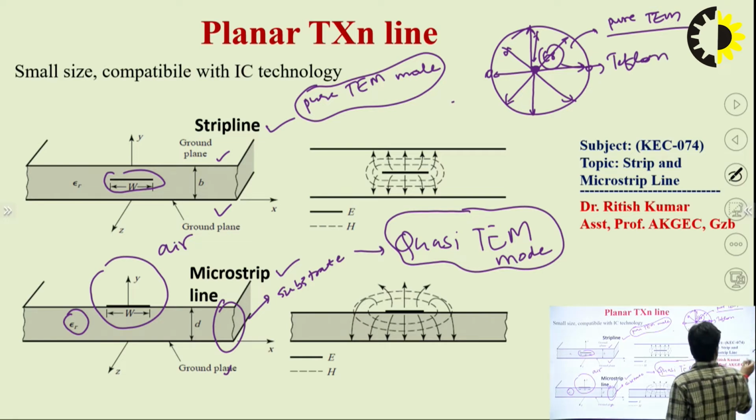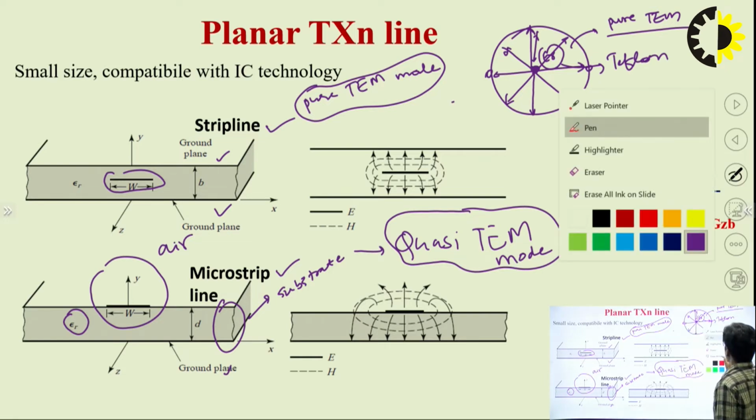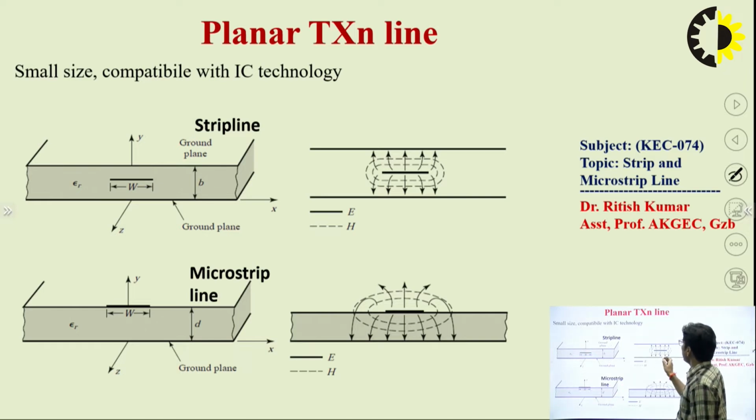The electric field distribution of the strip line is shown here. Here the solid line is representing the E field and the dotted line is representing the H field, right? Now, all the electric field is going from the center conductor towards the outer conductor, that is the ground plane here, and it looks like a similar pattern as we have in the coaxial cable. So we can say this one is a pure TEM mode again.